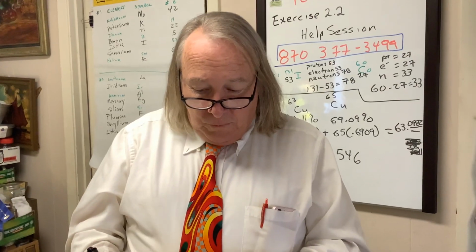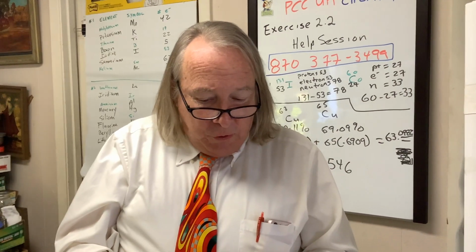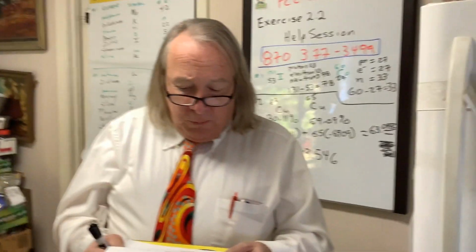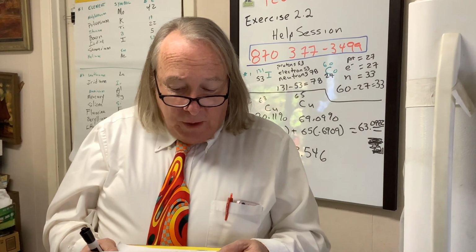So, which are in the same group? They're in the same column, up and down. Sodium, rubidium, and barium? Nope. 1, 1, and 2. Group 1, and Group 2A. Nitrogen, phosphorus, and bismuth?